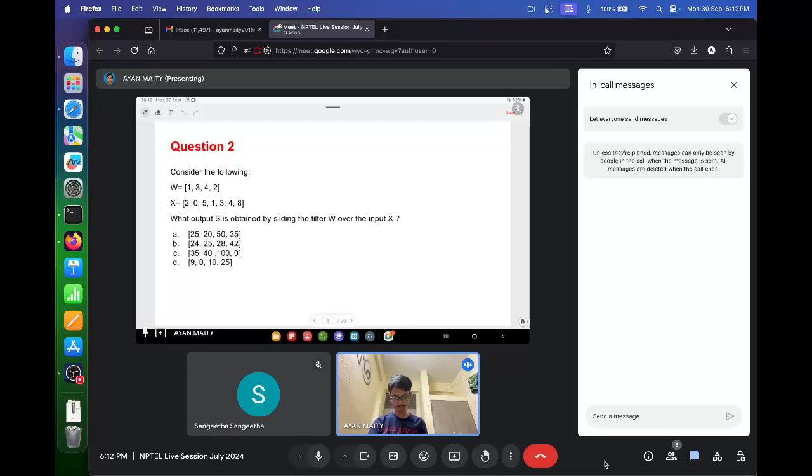Now question 2. Consider the following, this is kernel w and input x. w is a one dimensional vector 1 3 4 2, and input x is also one dimensional, but you can consider these two as an image and a kernel or filter. What output s is obtained by sliding the filter w over input x? So basically the input x and this kernel w go through a convolution layer. Then what will be the output s?